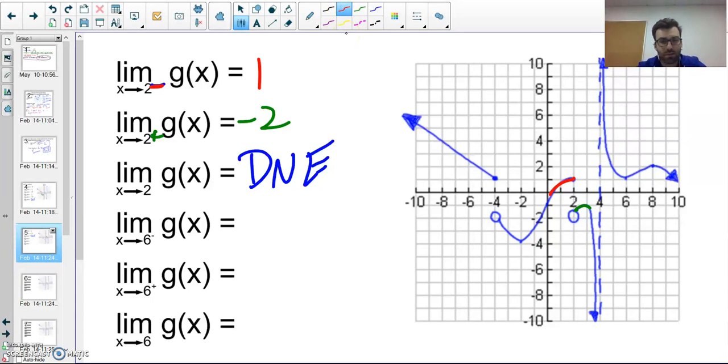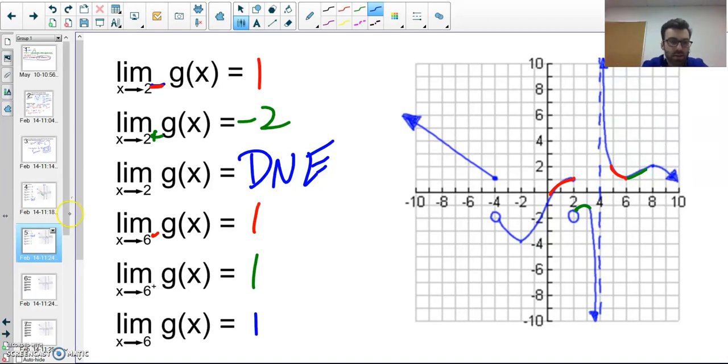Last one. Here we go. Alright. The limit as x approaches 6 from the left. Boom. Oh, it's 1. The limit as x approaches it from the right. No way. It's 1. So guess what? The overall limit is 1. Those two numbers match.